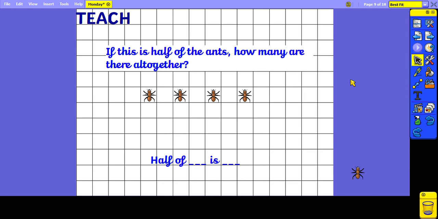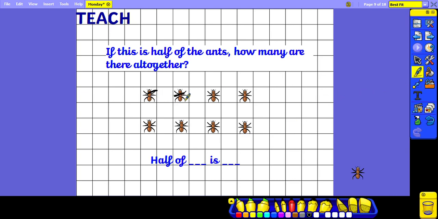Okay, for this question it says, if this is half of the ants, how many are there altogether? So we started off with a number which was halved, and that's given us 1, 2, 3, 4. So we need to work out how many ants we started off with. So to do that, we need to add another 4 ants. Now this will tell us what number we began with. So let's count them up.